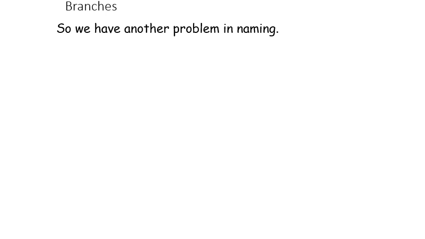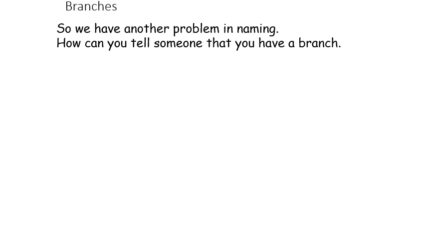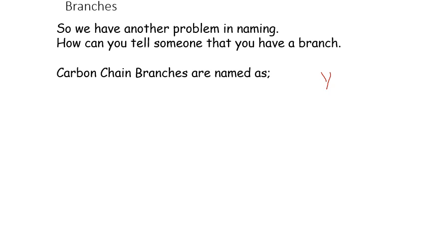So branches. We have another problem in naming. How can you tell someone that you have a branch on a hydrocarbon? Well, what you do is you use the suffix for that branch, which is "-yl". So "-yl" means joined on, or joined onto, and the branch is named by the number of carbons that that branch has.